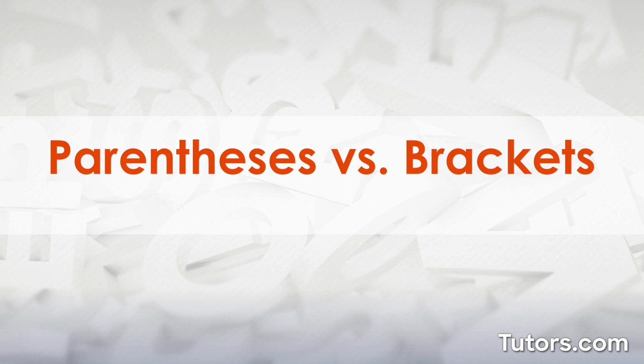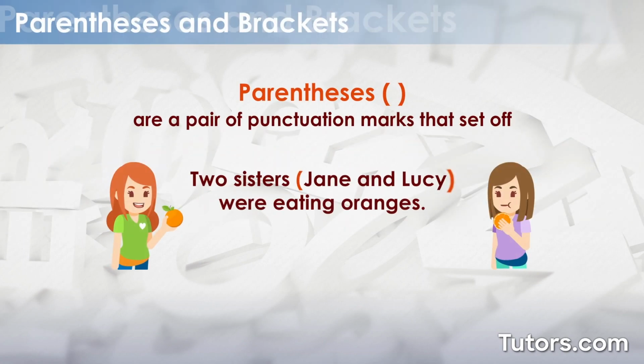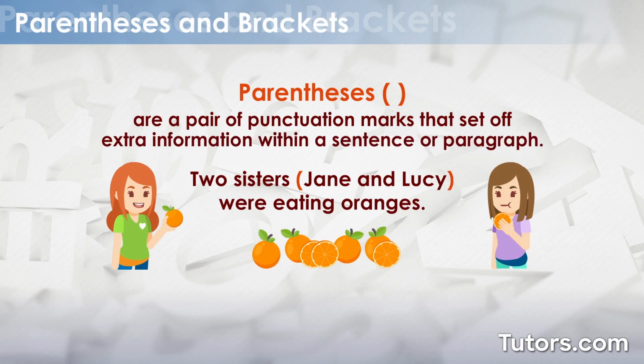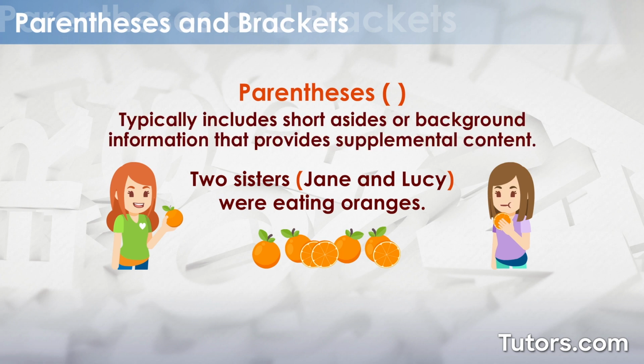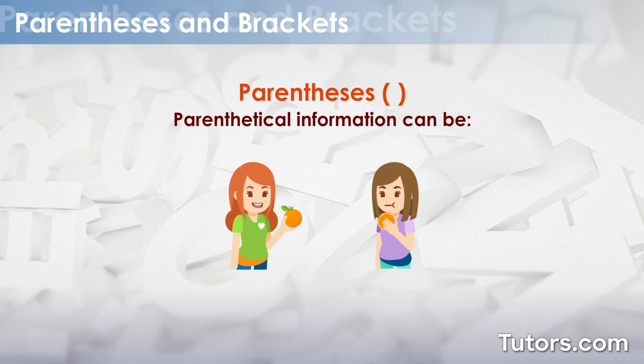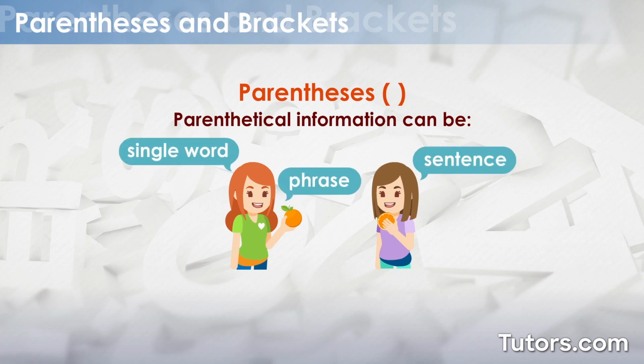Parentheses and brackets. Parentheses are a pair of punctuation marks that set off extra information within a sentence or paragraph. The additional material typically includes short asides or background information that provides supplemental content yet is not entirely essential. Parenthetical information can be a single word, a phrase, or an entire sentence.